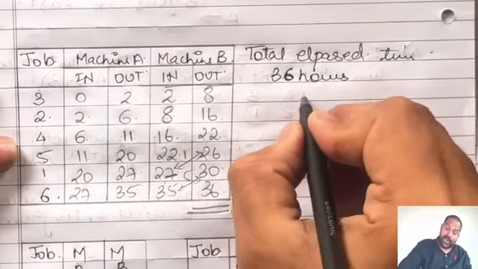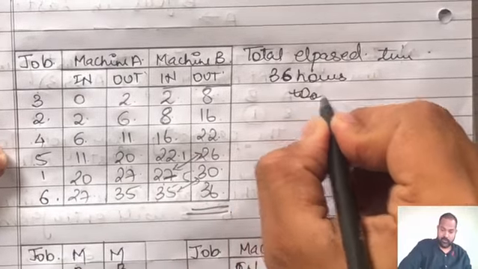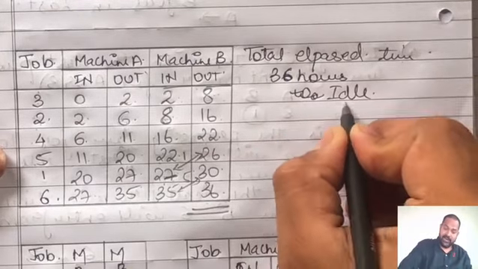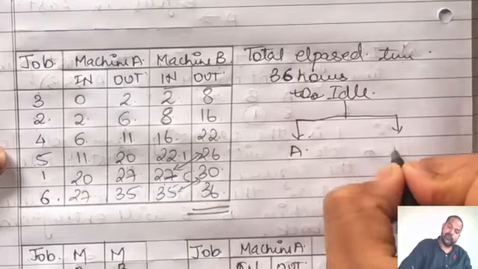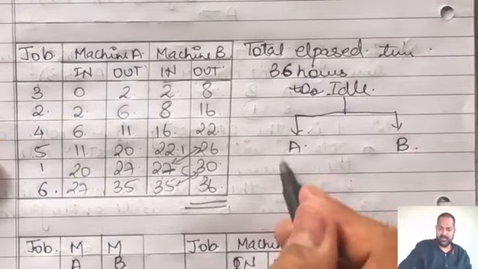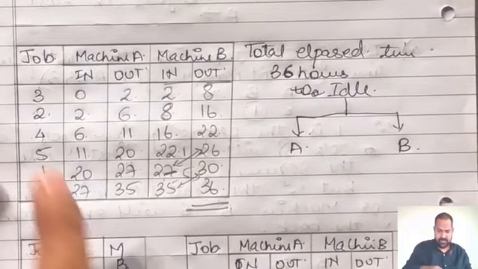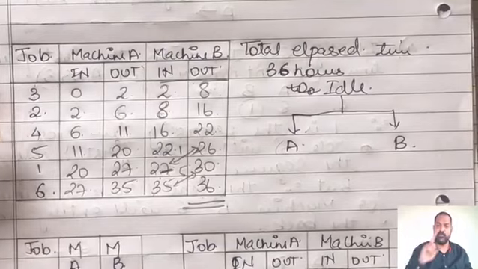Now we are going to calculate something called waiting time or idle time. This idle time will be for machine A and for machine B. Sir, machine A was never idle. Machine A was working back to back because it didn't have to wait. B was idle. No.